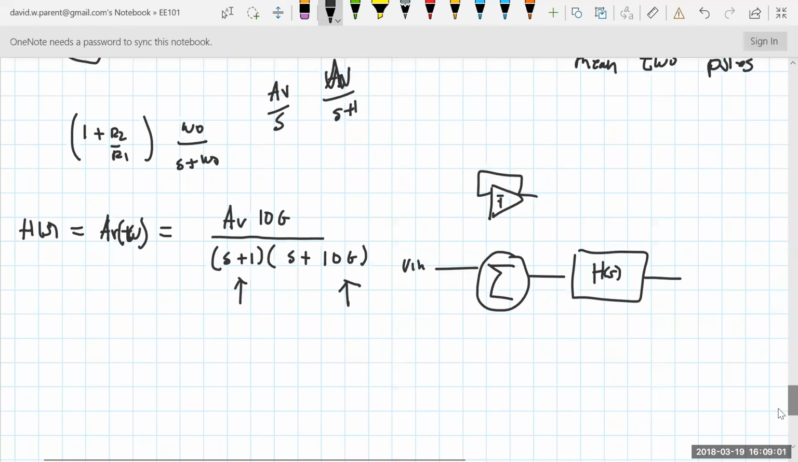Now notice, there are no resistors here. V out equals V minus, and so there's no beta, or beta equals 1.